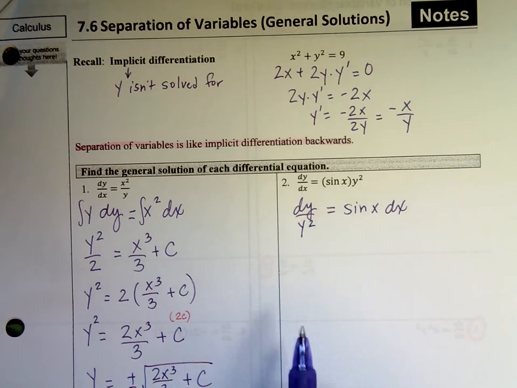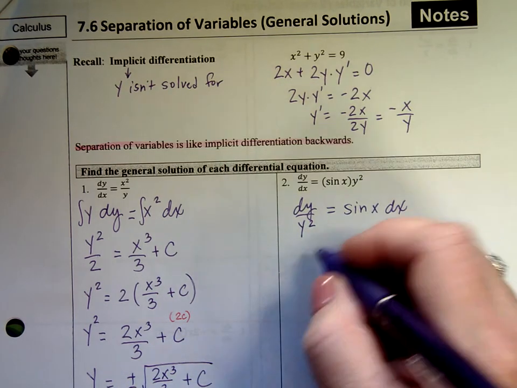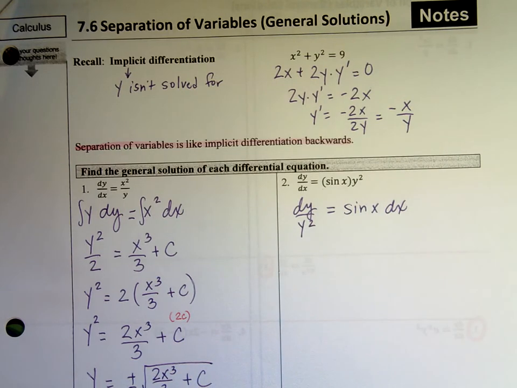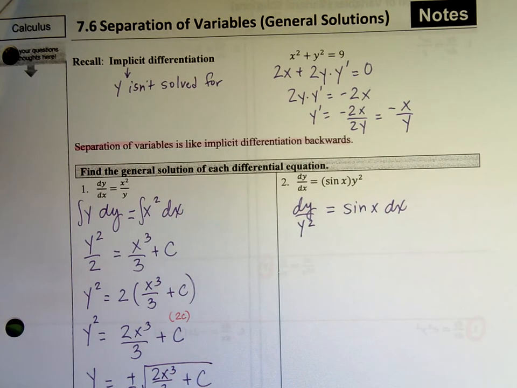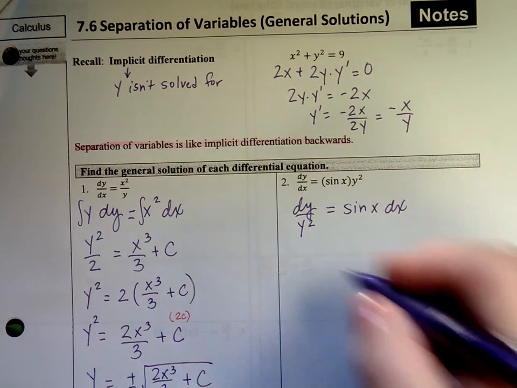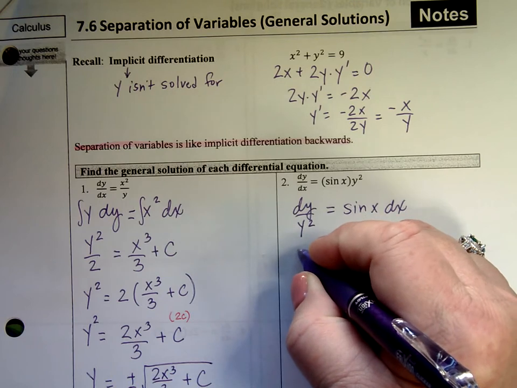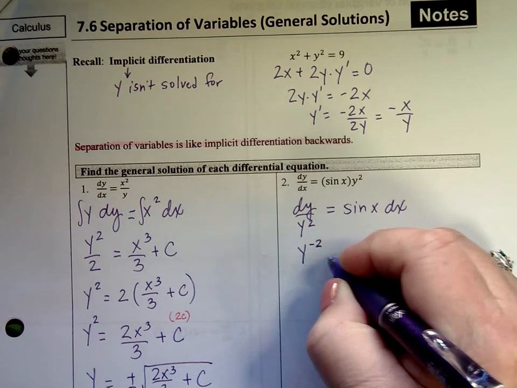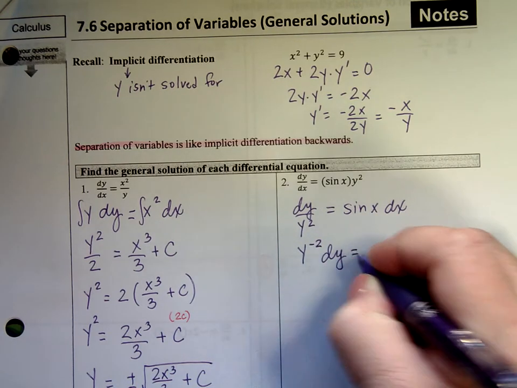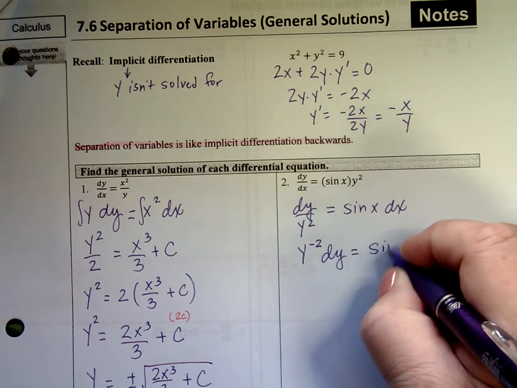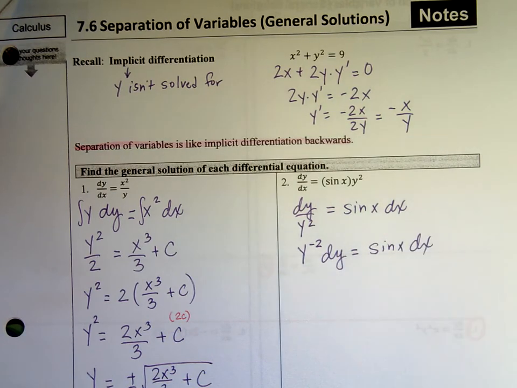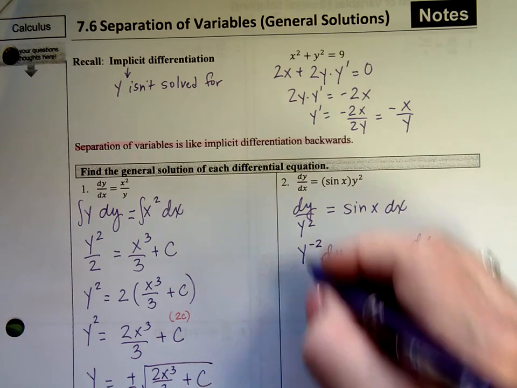Here's where I'm at. I'm going to set this up so I can take the integral. It's not quite in a good form right now for me to take an integral, so let me think about how I can set it up a little bit better. So let's see. I could call this y to the negative 2 dy, and then this side's fine, sine of x dx. y's are on the left, x's are on the right. Integrate.